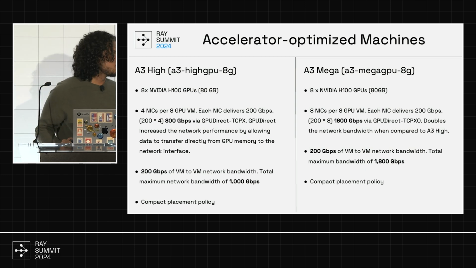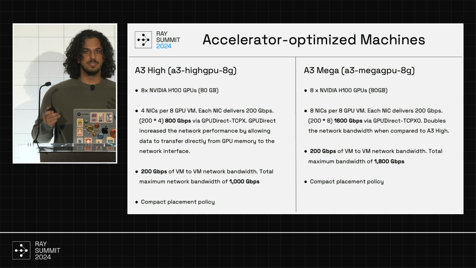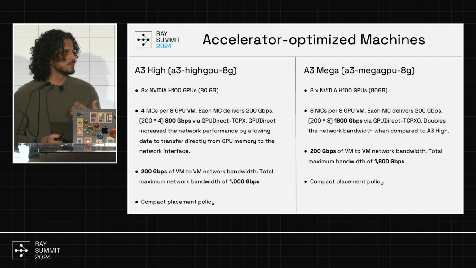Again, quick context, the machines we use from GKE are A3 high. You can see the specs. You can also go to the GCP documentation and read more on it. Just to give you context on what Spotify uses currently, we are on A3 high, but in future, there is a possibility that we would consider using A3 mega.